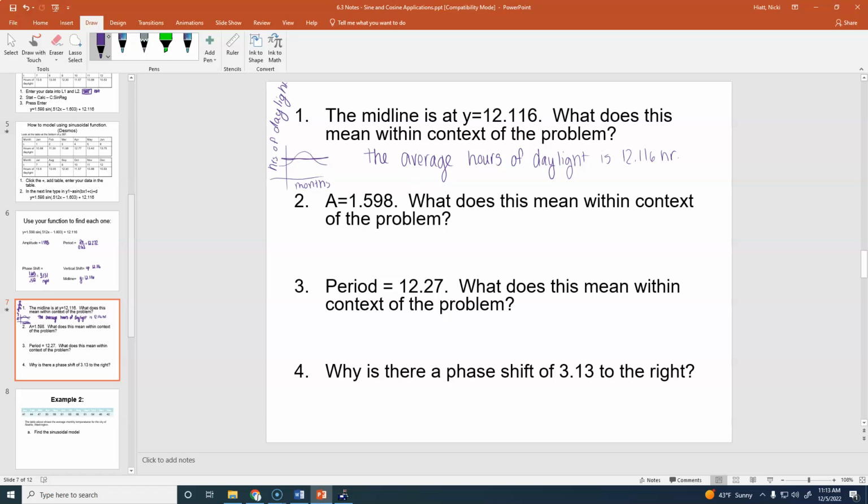The days that there was the most daylight. So write it in a sentence that uses 1.598.